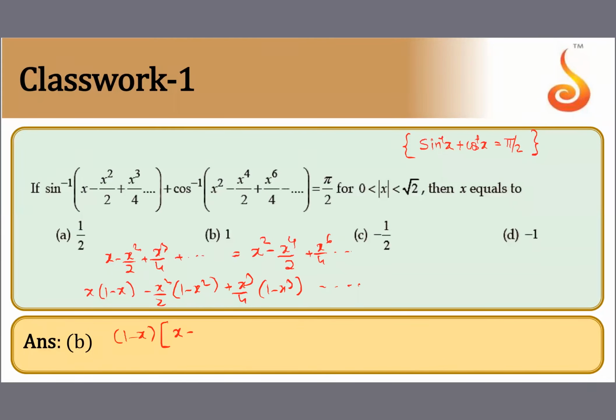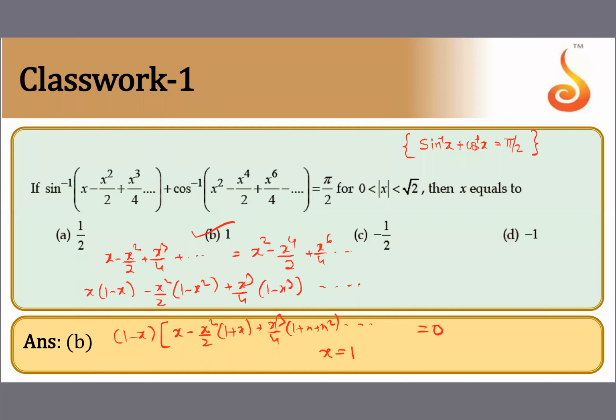We get x minus x square by 2 into 1 plus x, plus x cube by 4 into 1 plus x square, and so on, equal to 0. This implies x equals 1. Option B.